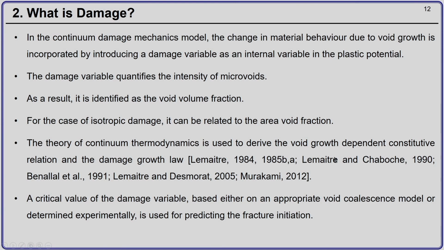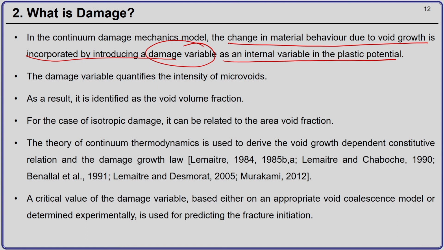Now, in the continuum damage mechanics model, the change in the material behavior is due to the void growth, and it is incorporated by introducing a new variable which is called the damage variable. In our coming slides, we will see what is meant by this damage variable, which is an internal variable in the plastic potential. This damage variable quantifies the intensity of the micro cracks, and as a result it is identified as the void volume fraction. Now, for isotropic damage, this can be treated as related to the area void fraction.